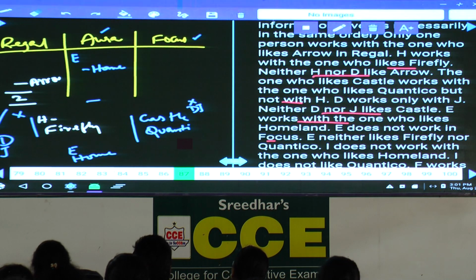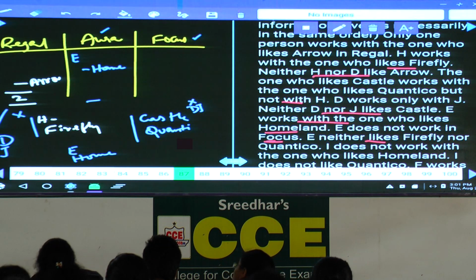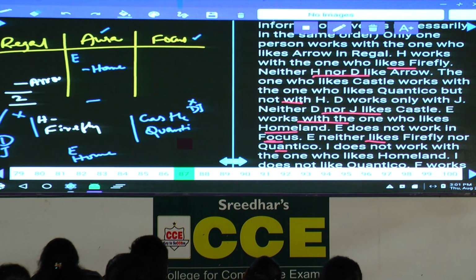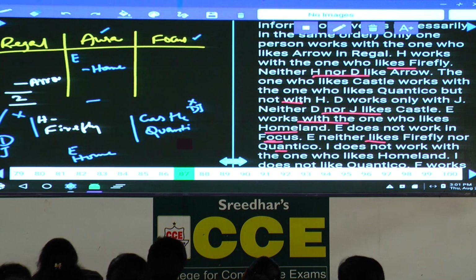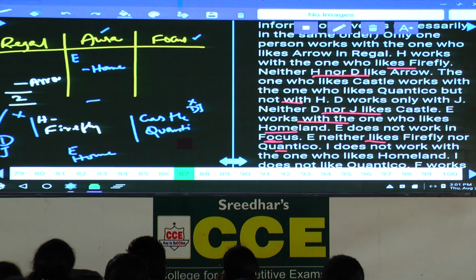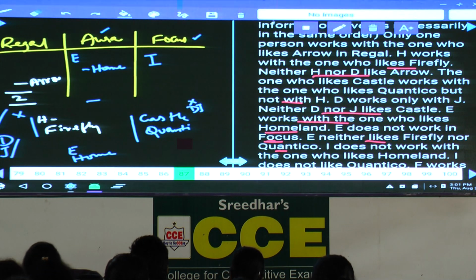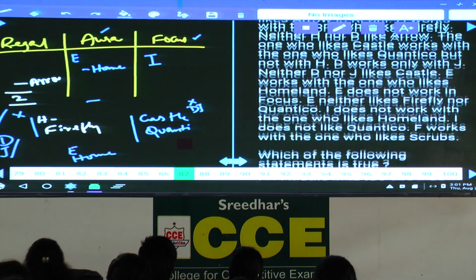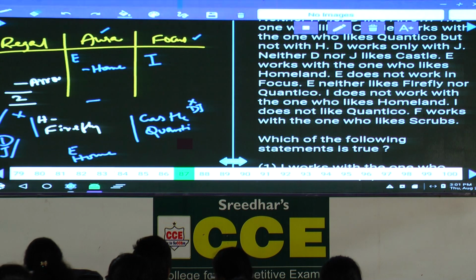And E works with the one who likes homeland. E does not work in focus. E neither likes firefly nor quantico, so E cannot be firefly, cannot be quantico. Isn't it? Next one, I does not work with the one who likes homeland. I cannot be in this one. As I cannot be in this one, I must be in focus only, because D and J are in Regal, and I cannot be in Aura, and I does not work with the one who works in homeland, and I does not like quantico. As I does not like quantico here, isn't it?